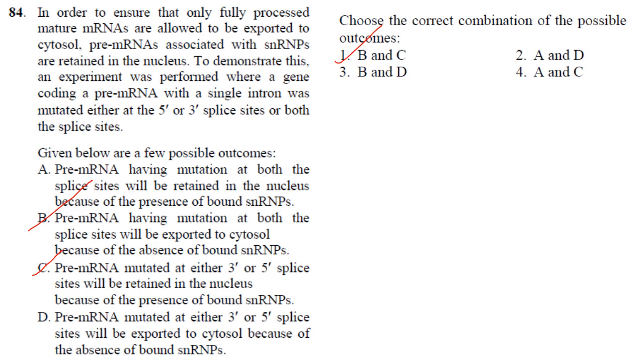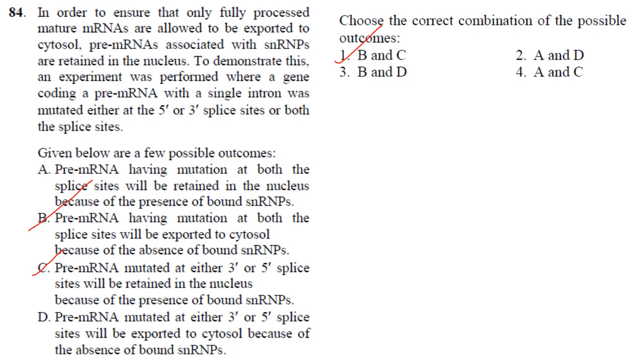So first one, pre-mRNA having mutation at both the splice sites will be retained in the nucleus because of the presence of bound snRNPs. Because of mutation at both the splice sites, snRNP will not be able to bind. So option A is not correct. Pre-mRNA having mutation at both the splice sites will be exported to cytosol because of the absence of bound snRNPs.